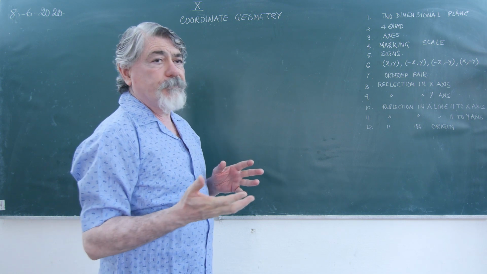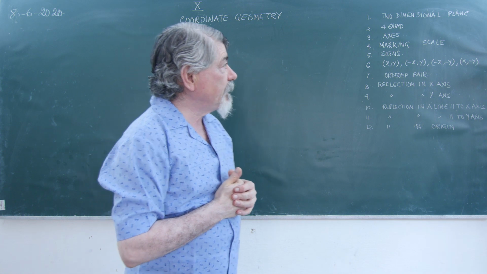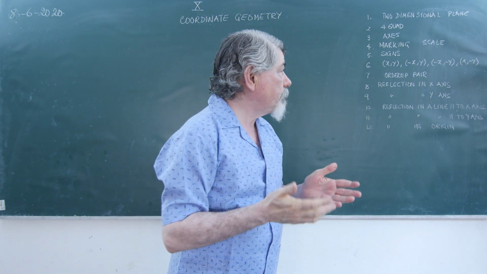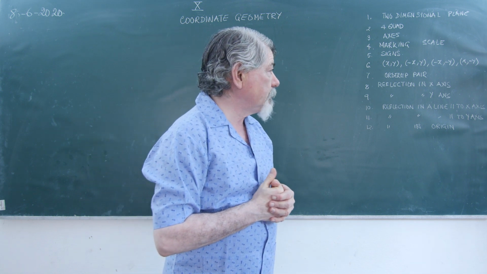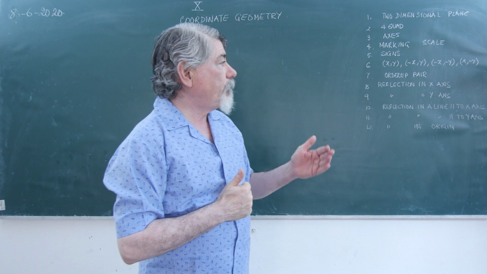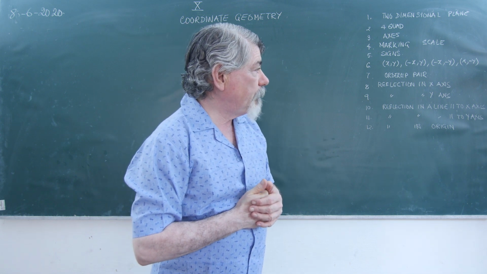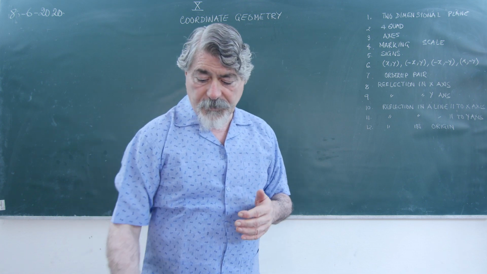We are going to speak about coordinates, axes, marking scale, signs, ordered pair, reflection in x-axis, reflection in y-axis, reflection in a line parallel to x-axis, reflection of a point in a line parallel to y-axis, and reflection in origin.